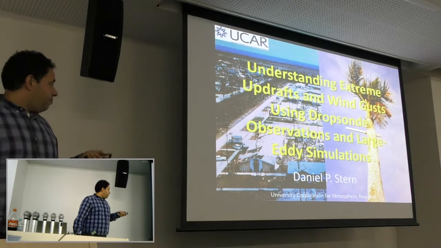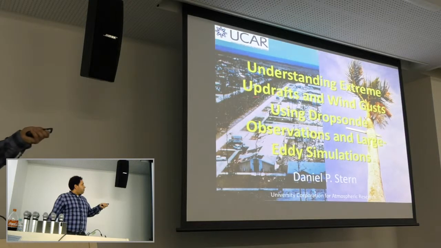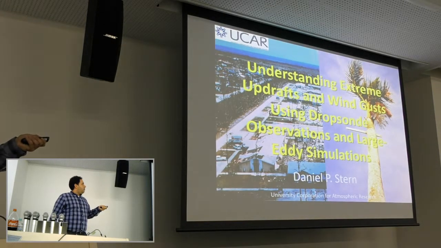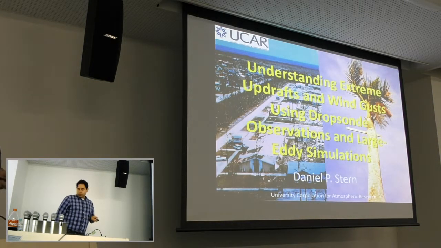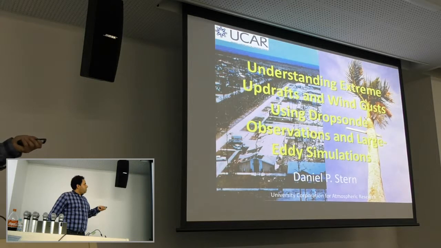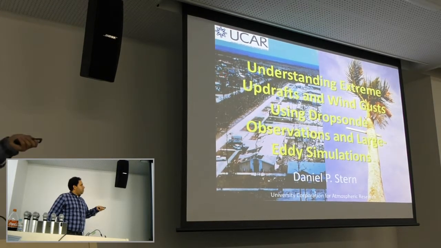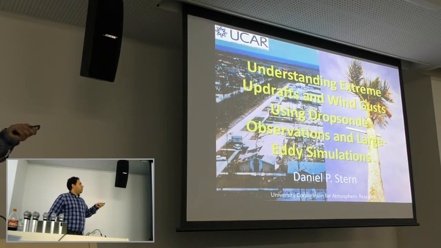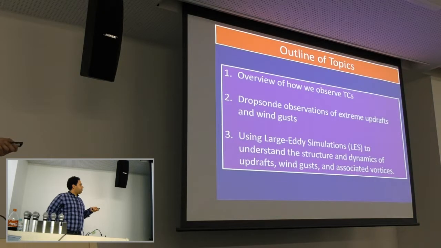So these are photos from the landfall of Hurricane Andrew, which was an intense Category 5 hurricane in Miami, Florida in 1992. And this just shows that you can get extreme damaging wind gusts in tropical cyclones.